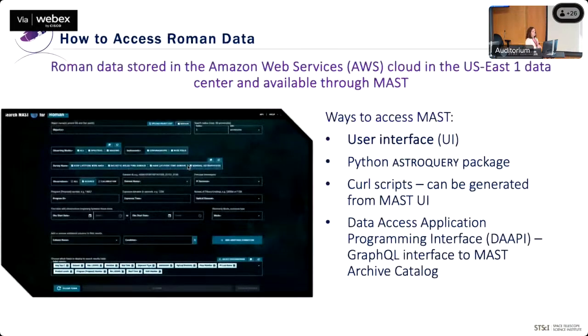How to access the products? All the products will be stored on the cloud in AWS, in the US East 1 data center, and they will be available through MAST in the usual ways. So we're going to have the user interface. You'll be able to use Astroquery as you use it for other missions.